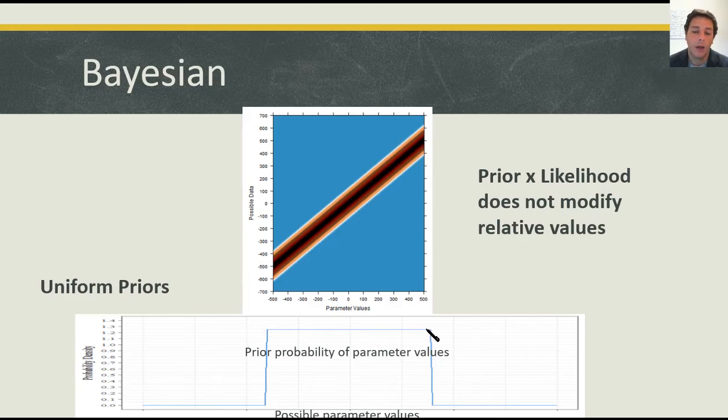Okay? Now when we multiply the probabilities we use for the likelihood by these probabilities of the prior, that's what we have to do in Bayes' theorem. These values relatively are not going to change because we are multiplying by the same value. So it remains the same.